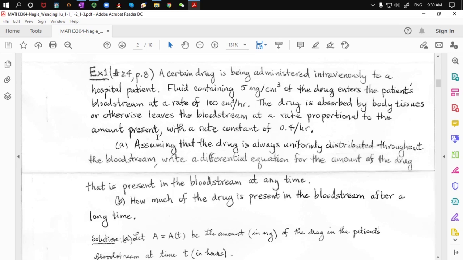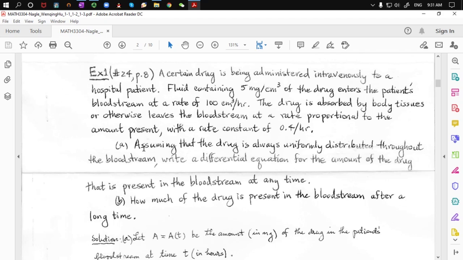The rates are essentially going to be related to differentials, so we're going to use these rates and write a differential equation.